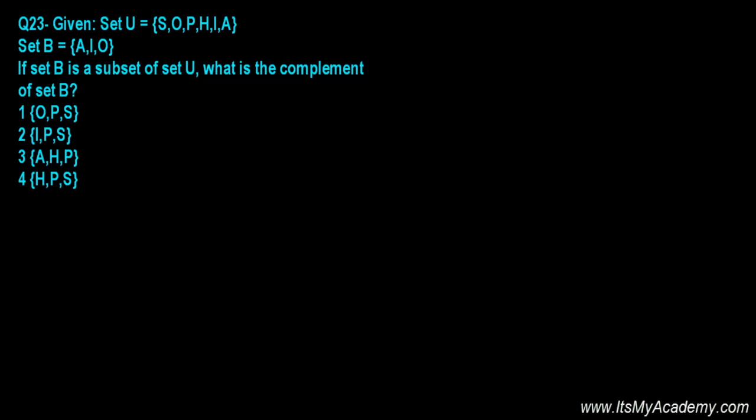Here we have again a similar type of question that we did in question number 22 of the integrated algebra series, that's related to set theory. Let me read the question first. Given the universal set U, it's containing the elements S-O-P-H-I-A, Sophia. And we have another set B that is containing A, I and O. If set B is a subset of set U, what is the complement of set B?